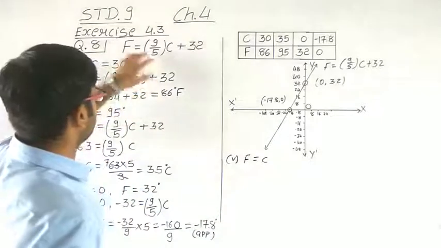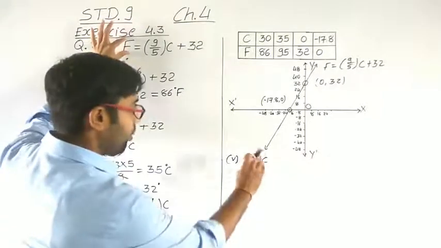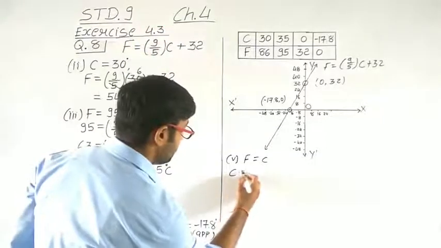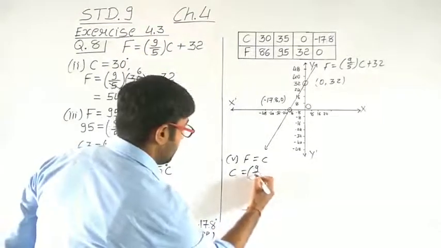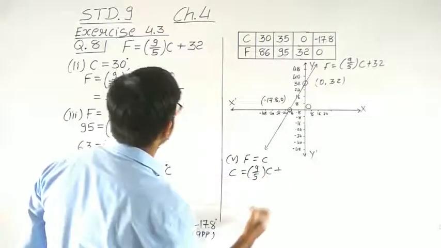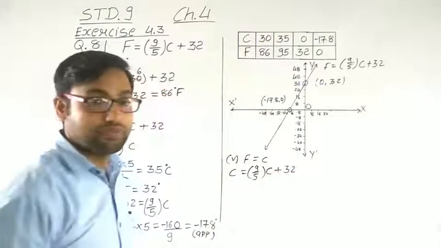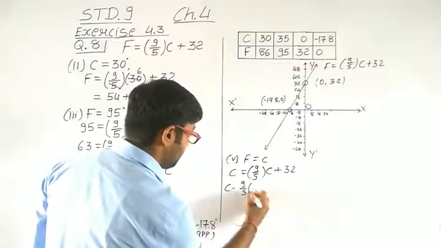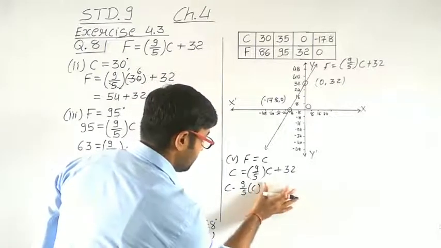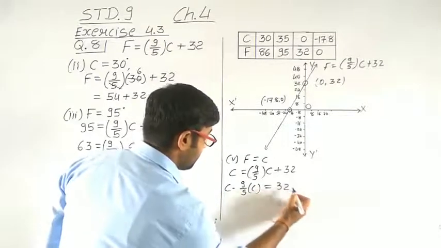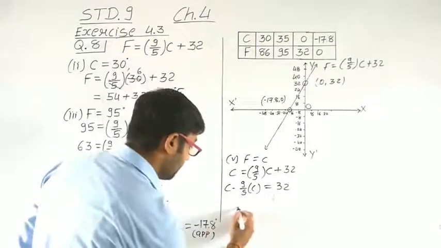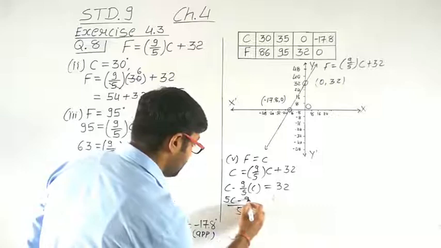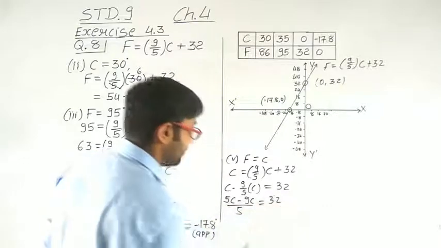So in this linear equation, in place of F we can put C, or in place of C we can put F. Let us put C here. So we get C is equal to 9/5 into C plus 32. Right? Now take this to the left hand side, we get C minus 9/5 into C is equal to 32. Now when we take the LCM, 5 is the LCM. So we write 5 into C minus 9 into C is equal to 32.